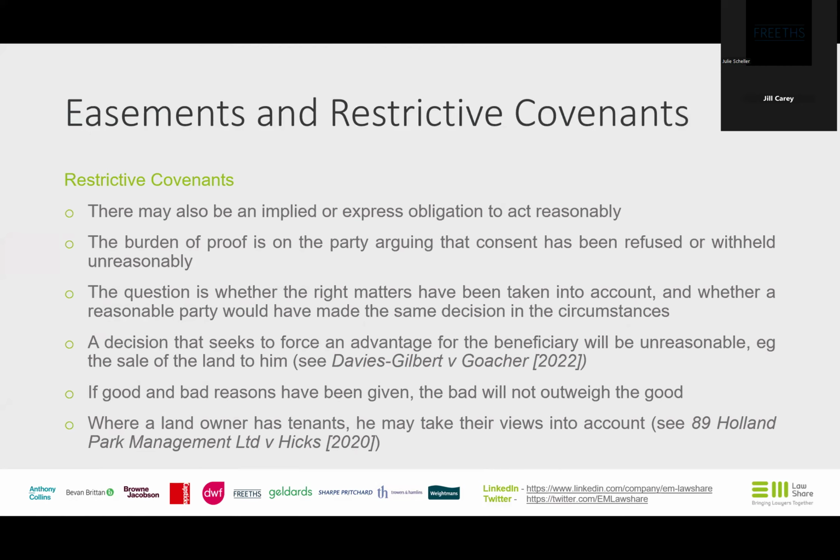It will be unreasonable for the person with the benefit of the covenant to try and force an advantage, for example, to get the land cheaply for himself. Good and bad reasons have been given for a refusal. The bad reasons will not outweigh the good. A good reason will still be enough. If a landowner has tenants, he may take their views into account as well. So in the 89 Holland Park case there, the long lease owners, the flat owners, were also able to put their views to the landlord. Now, that was in fact a resident-owned manco, so they were effectively the same people, but they might not always be.